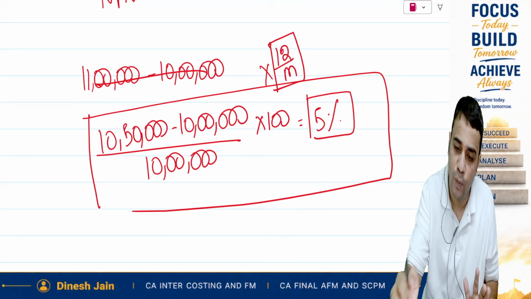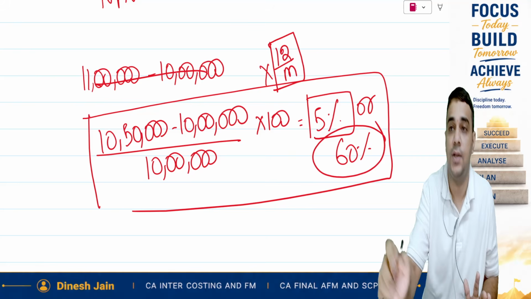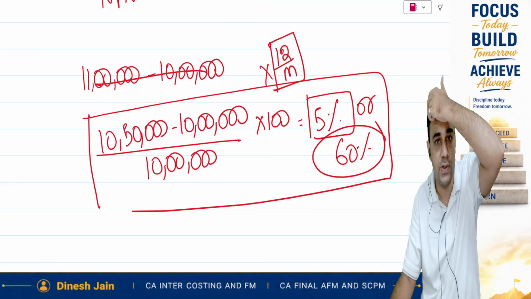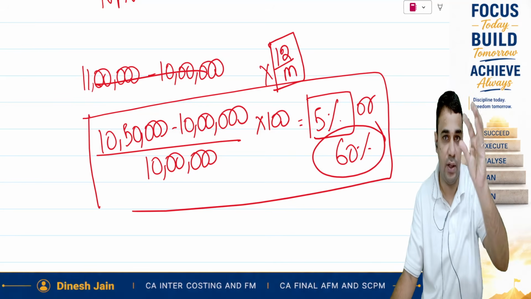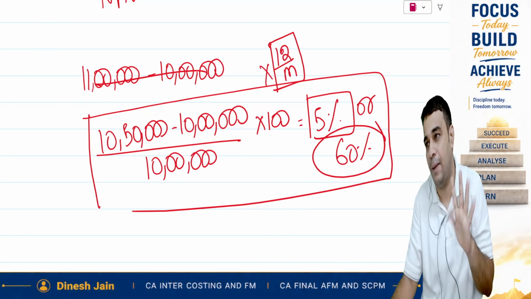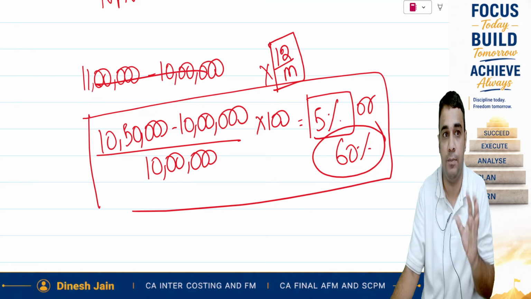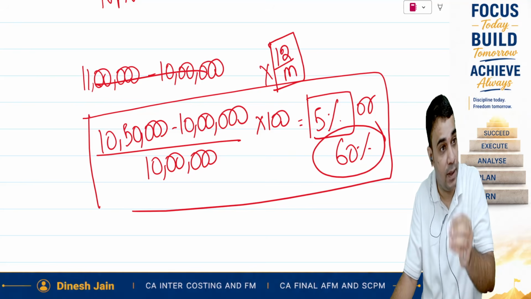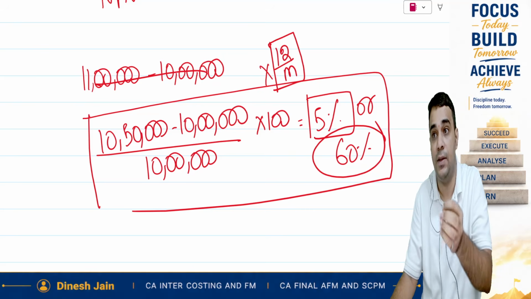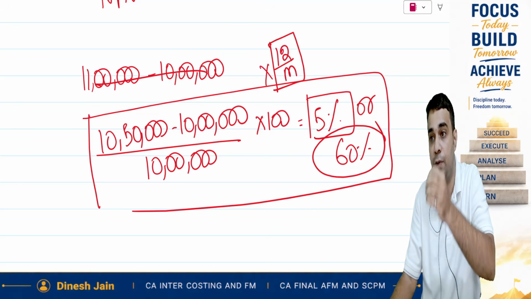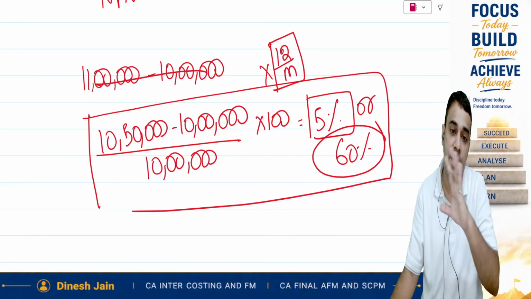So if I do 12 by m, this becomes 60%, and 60% is a huge return. 5%, not happy. I am not happy with the 5% return. But 5% per month, 5% second month, 5% third, fourth, fifth, sixth, seventh, eighth becomes huge money.